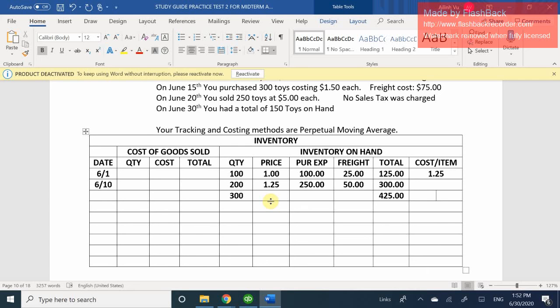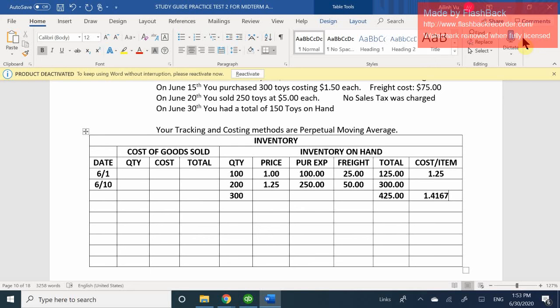Good. So what was it? 1.4167. Good. So again, this is moving average. You don't need to calculate this extra step here because either way, you're going to recalculate, because we're not looking at a cost per item. We're looking at an average cost per item. So you're going to take the total quantity and the total cost, and divide that. And then you're going to get 1.4167.